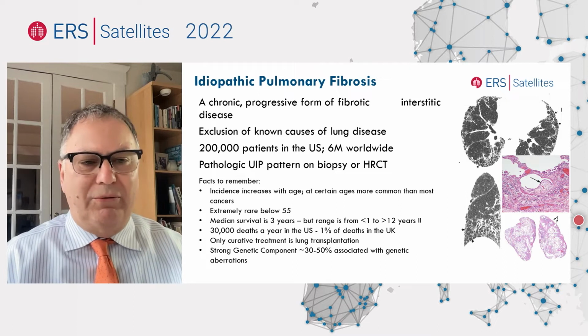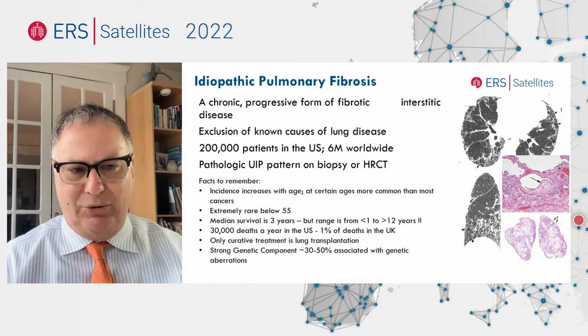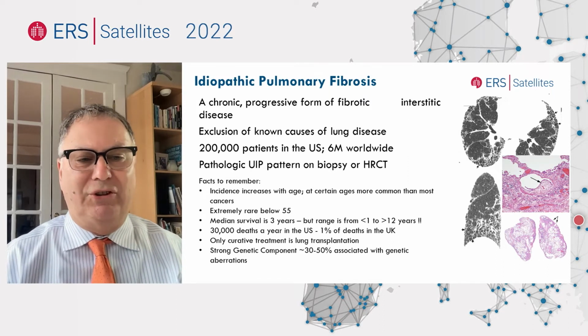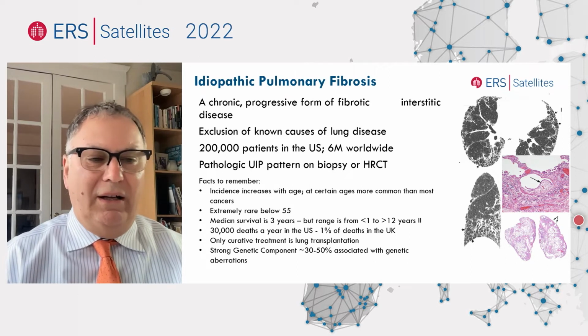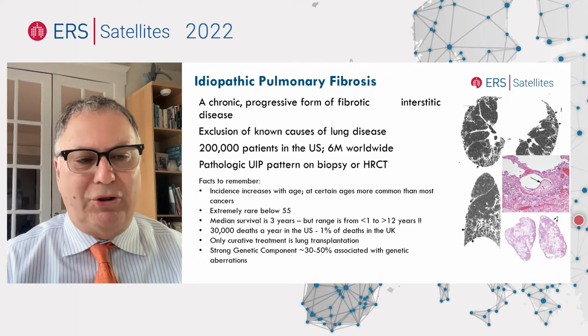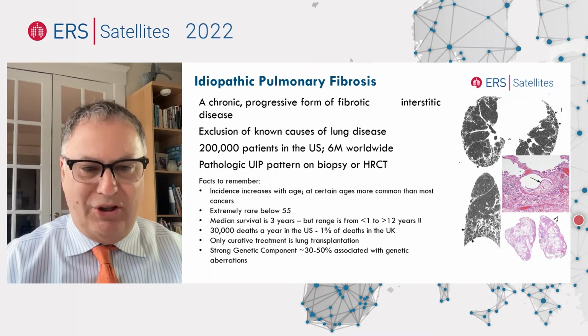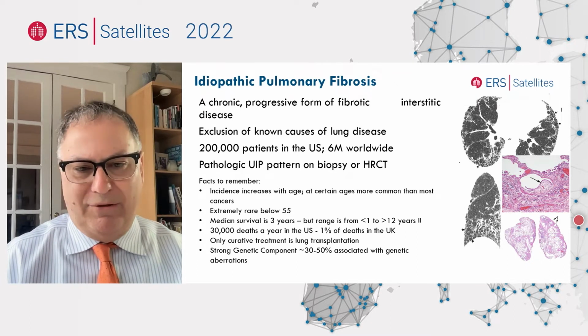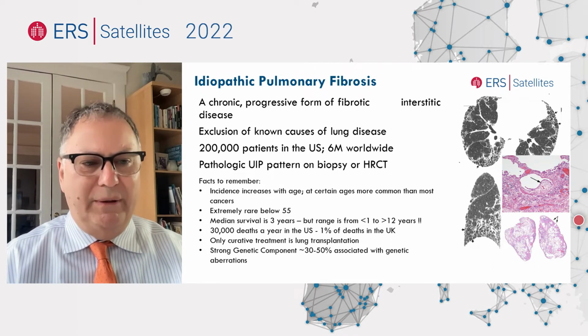Just a reminder to all of you, idiopathic pulmonary fibrosis is a progressive form of fibrotic lung disease, with exclusion of known causes of the disease, probably 200,000 in the US, 6 million worldwide, defined by this pathological UIP pattern, both on biopsy and HRCT. And really, this is the center of everything, the myofibroblast foci, the peripheral involvement.